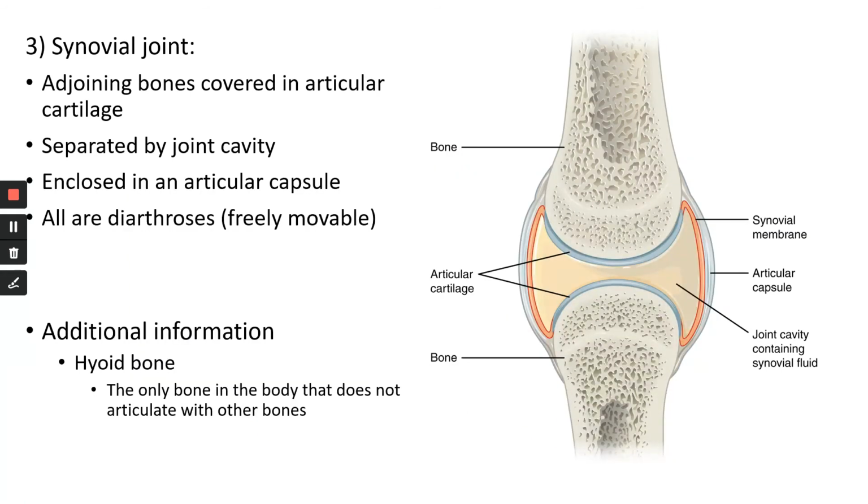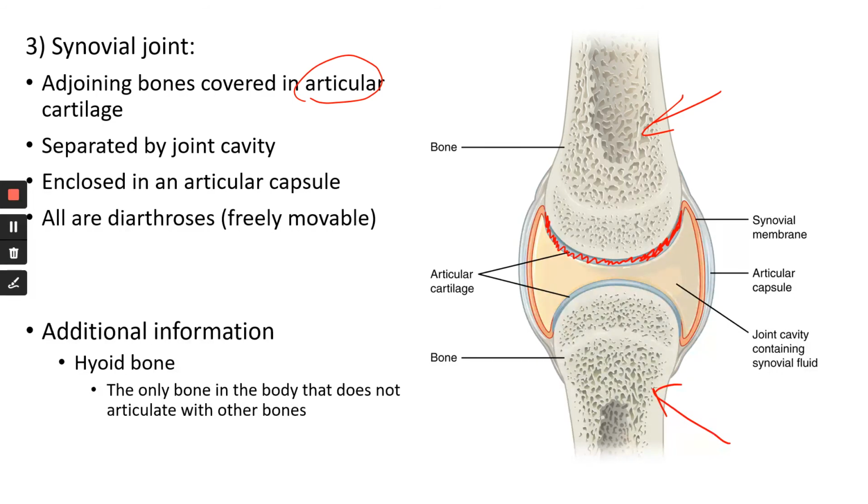So the last type of joint is the synovial joint. There are a few characteristics. First of all, the adjoining bones are covered in articular cartilage. Remember, articulation refers to joint. So the cartilage that covers the ends of bones that form a synovial joint is called articular cartilage. When you look at these, there are two bones forming this particular joint, and at the ends, this blue color is a layer of cartilage. That's the articular cartilage.